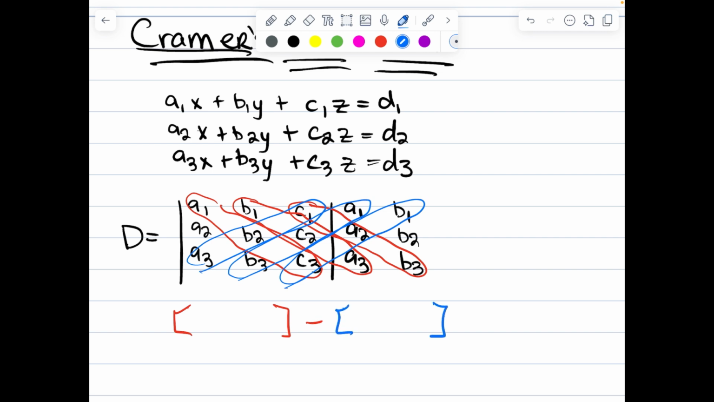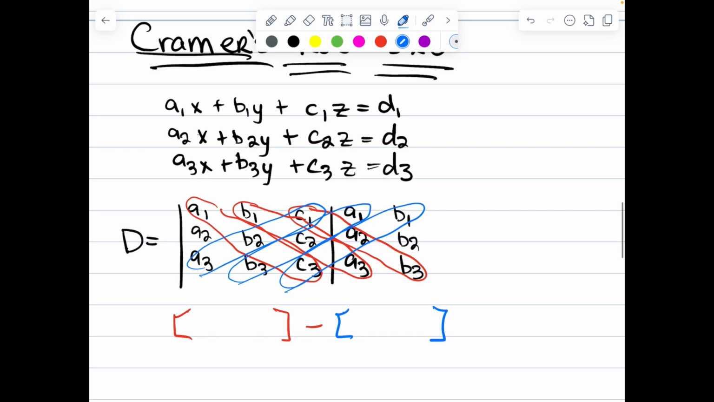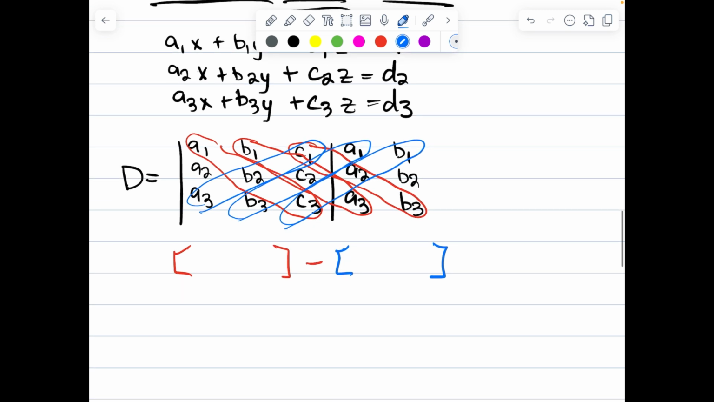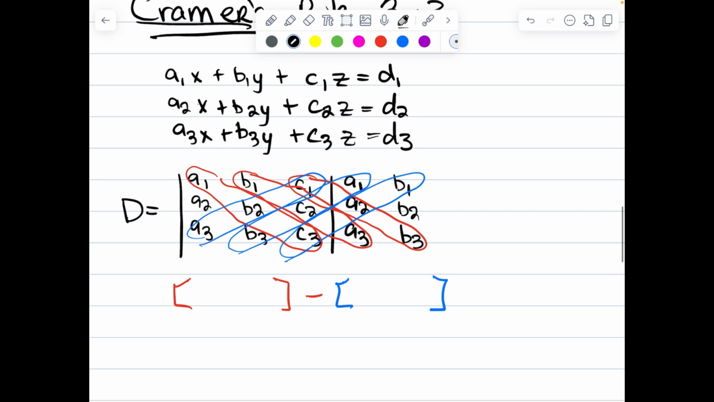Okay. And there we go. That is the plan. Now, that's just to find D. If we want to find our dx, for instance, let's see if I can fit it here. To find dx, same type of thing as we did with the 2 by 2.